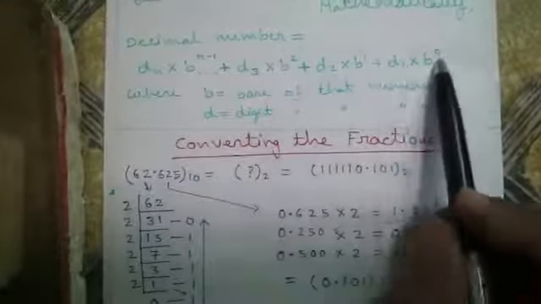The final addition result is the equivalent decimal number. Mathematically, the decimal number is D1 into b to the power 0, plus D2 into b to the power 1, plus D3 into b to the power 2, going on to Dn into b to the power n minus 1, where n is the number of digits in the source number.